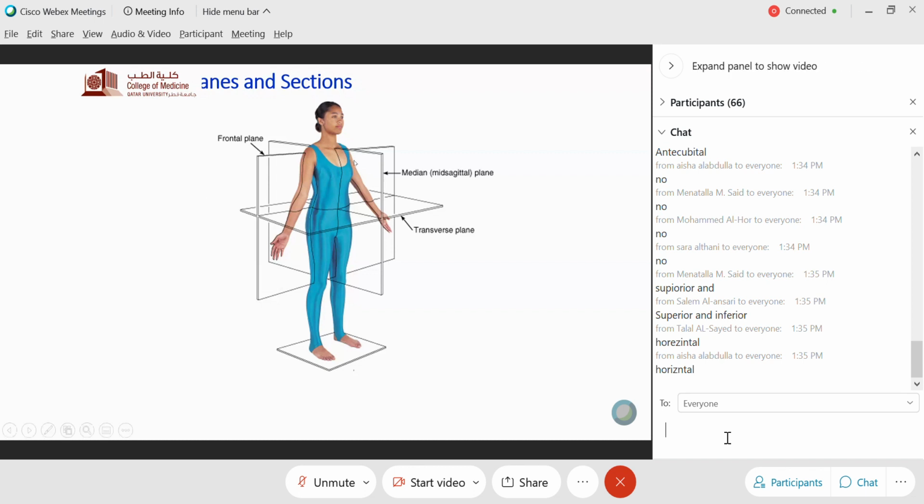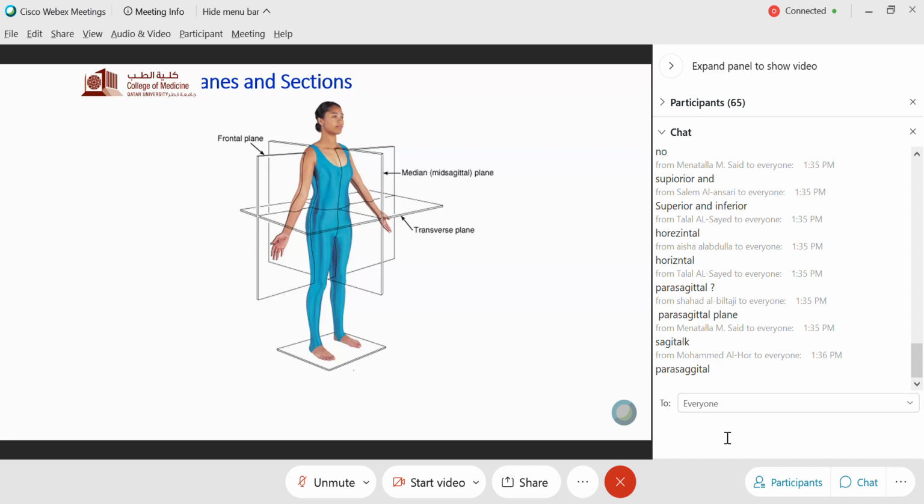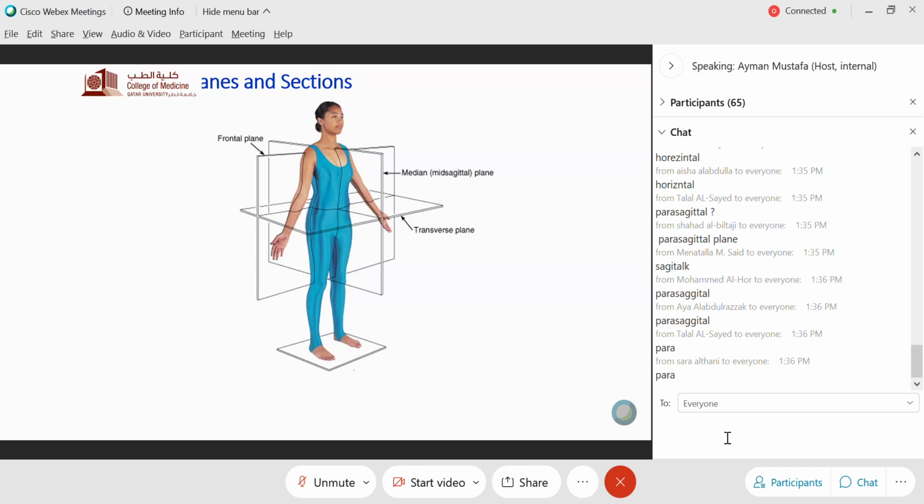And all the three planes are at right angles. So the angle is 90 degrees between each two planes. Okay? Now, if I have a plane that is parallel to the median plane, what do I call it? Parasagittal. Okay? So we can have many parasagittal planes.